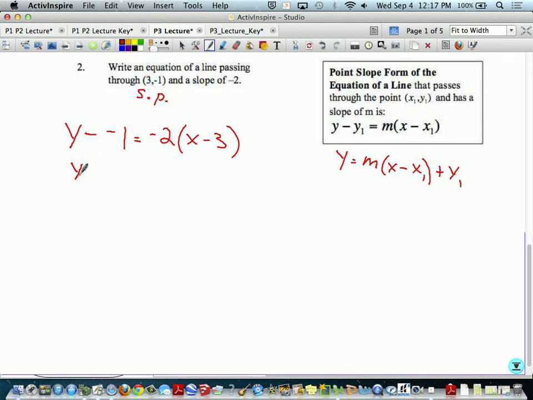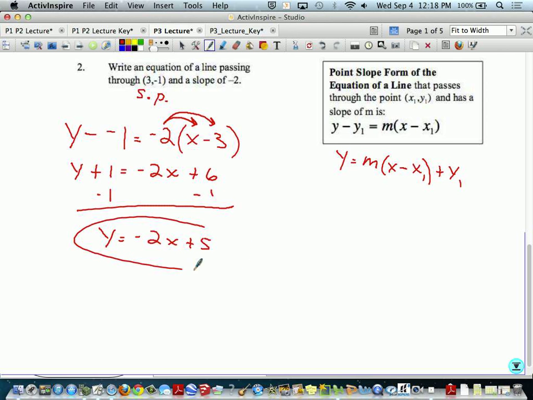So, this would be y plus 1 equals -2x plus 6. Remember what this is called, distribution. We're going to take -2 times both things in parentheses, multiplying a double negative is positive. Then I will subtract 1 on both sides. And that is what we call slope-intercept form. You have the slope and the intercept right there.